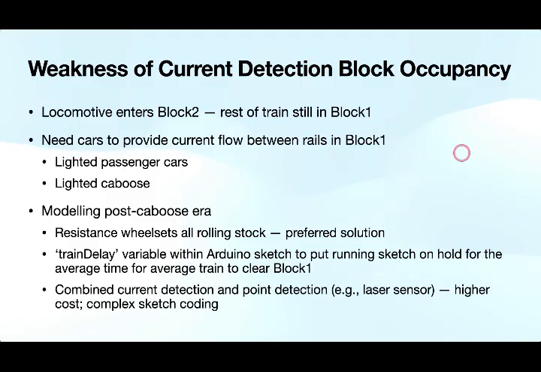So a combined current detection and point detection using maybe laser sensors is the best solution, but high cost and very complex sketch coding.